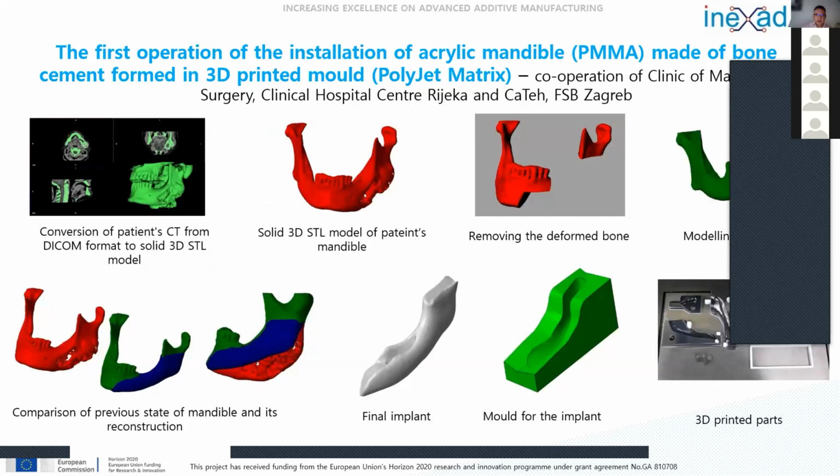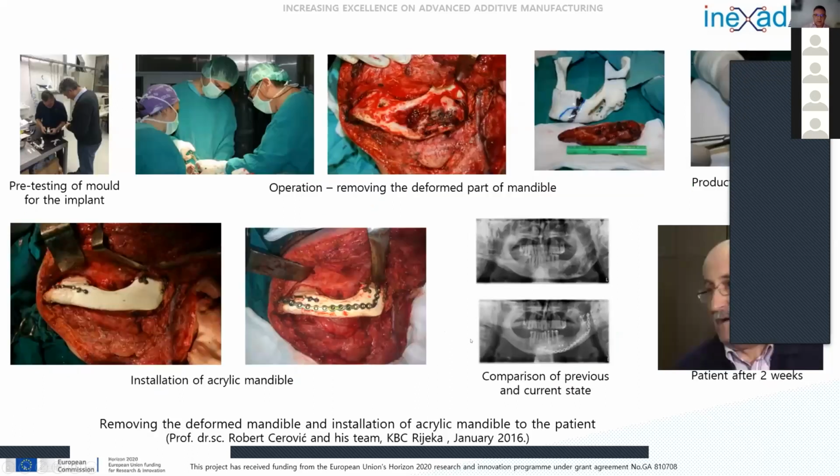And another case that we also have is the printing of part of the mandible. You can see here CAD models of the mandible, the CAD model of the mold, and this is a plate of our printer with printed parts of the mold. But we also printed the implants, so that the surgeon has a better visualization before building them into the patient.